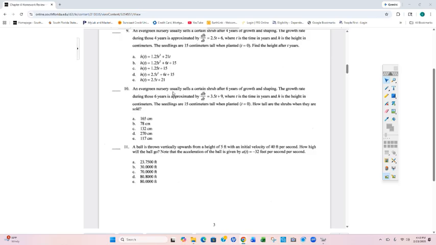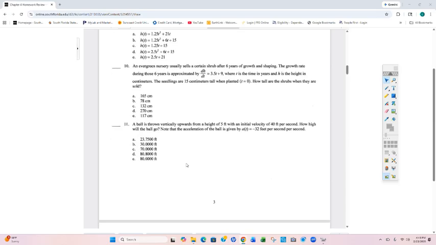Number 10, an evergreen nursery usually sells a certain shrub after 6 years of growth and shaping. The growth rate during those 6 years is approximated by dH/dt equals 3.5t plus 9, where t is the time in years and H is the height in centimeters. The seedlings are 15 centimeters tall when planted, which is t equals 0. How tall are the shrubs when they are sold? A, 165 centimeters, B, 78 centimeters, C, 132 centimeters, D, 270 centimeters, E, 117 centimeters. The answer is C, and that is also from section 4.1.